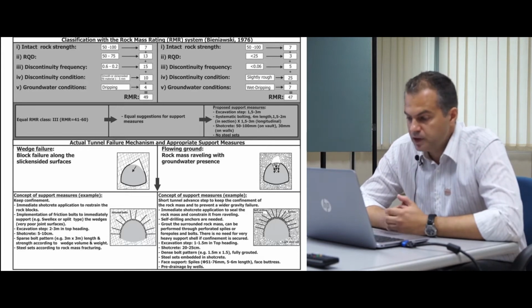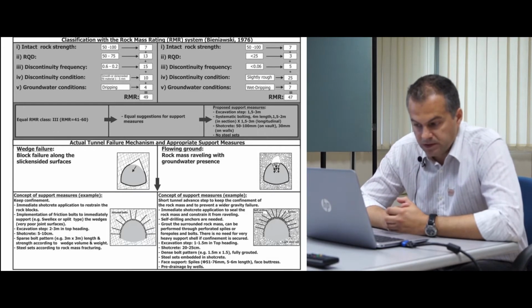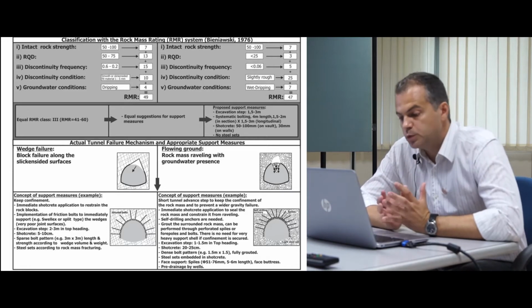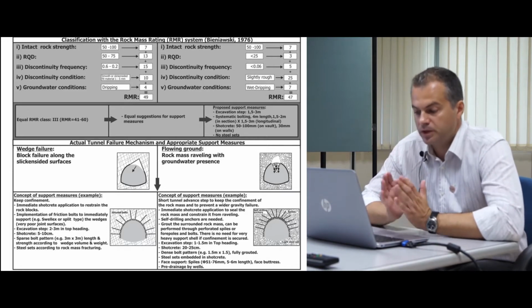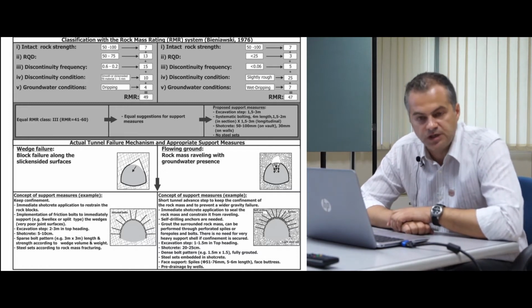So we will have totally different requirements for the tunnel support for these two rock masses, which would not be the case if we would strictly follow the rock mass classification systems without considering the tunnel behavior.